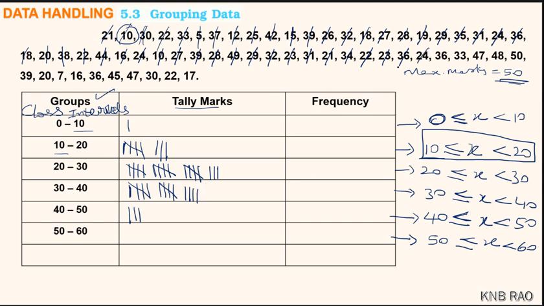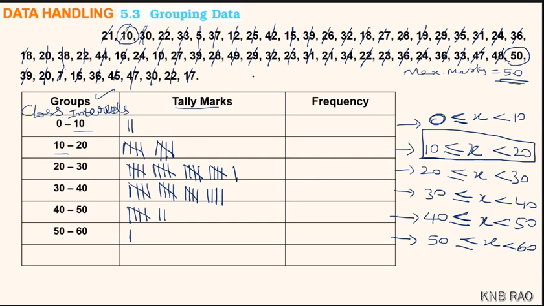22 is in 20 to 30, 23 again here, 36 here, 24 again here, 33 here, 47 in 40 to 50, the fourth one, 48 the fifth one, 50 comes last, in 50 to 60, 39 in 30 to 40, the 17th one, 20 again comes in 20 to 30, 7 is in 0 to 10, 16 in 10 to 20, 36 in 30 to 40, 45 in 40 to 50, the sixth one, 47 in 40 to 50, 30 in 30 to 40, and 17 in 10 to 20.